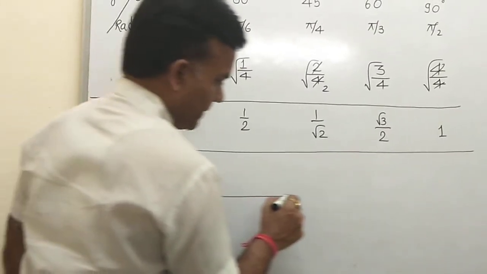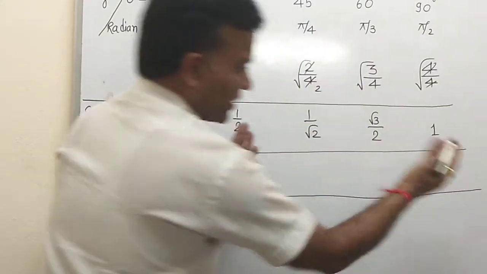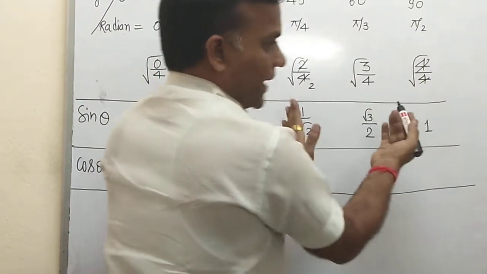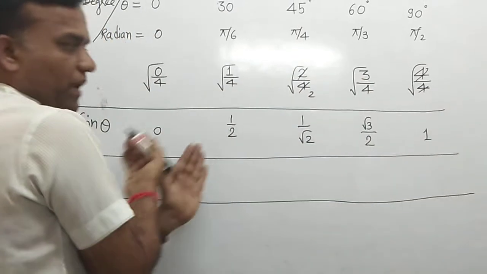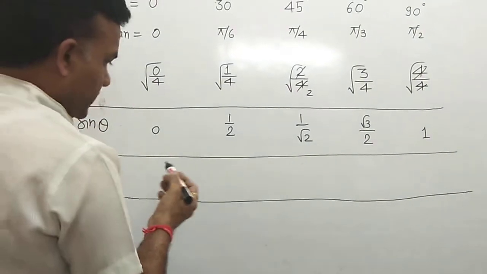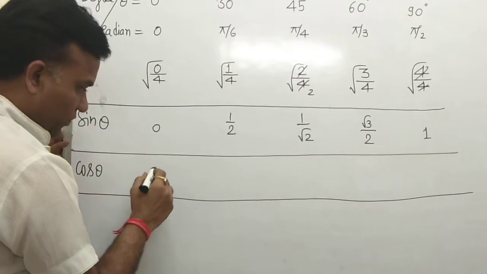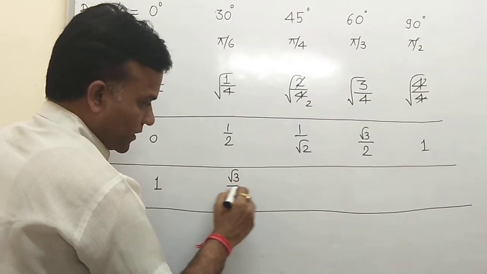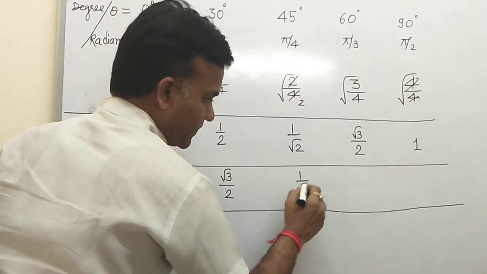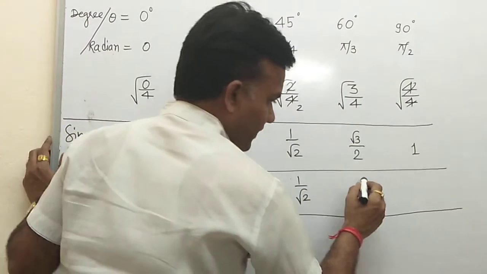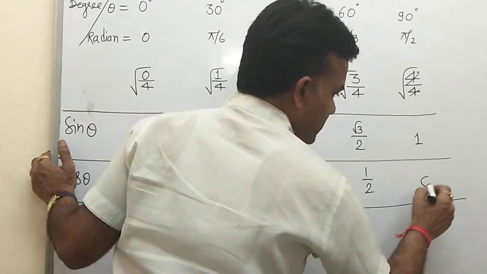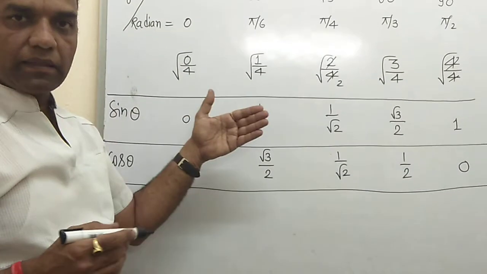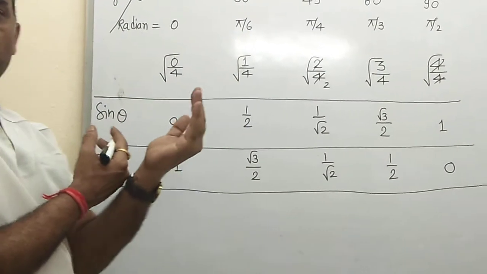Okay, in cos theta you write down the reverse only. These values you wrote from left to right, now you start from right to left at the starting. You rotate these values. So 1 at the last you write down first here. Cos 0 is 1. Then the second value root 3 by 2. Similarly 1 by root 2 and then 1 by 2 and then 0. Okay, so this is a very easy concept. You write down for the sine, and for cos you only write down the reverse of the numbers.